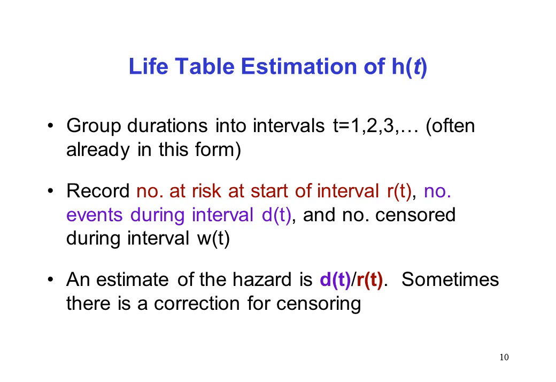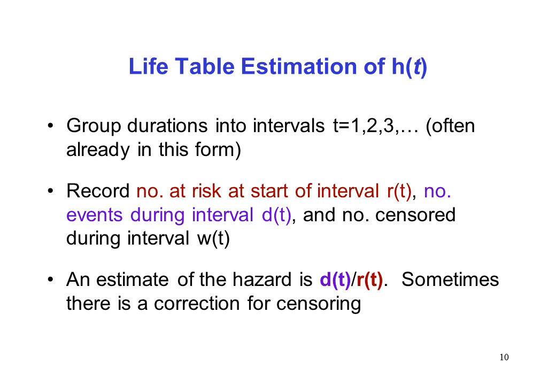And a simple estimate of the hazard function, the probability of having an event, given that you haven't already had it, is simply the number who have the event in an interval divided by the number who are at risk, so D over R.